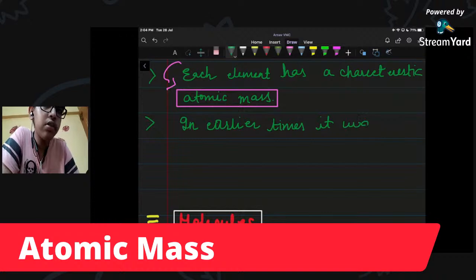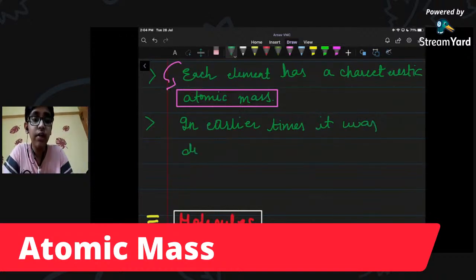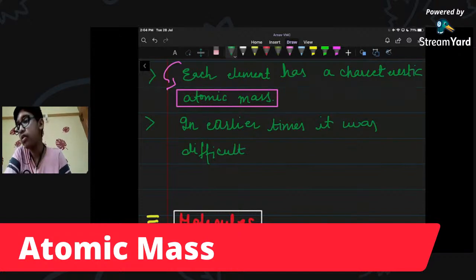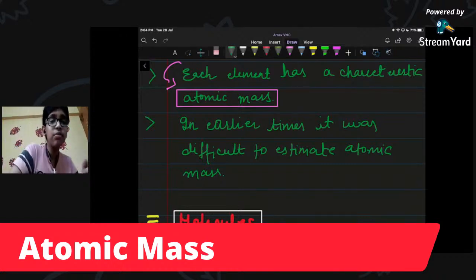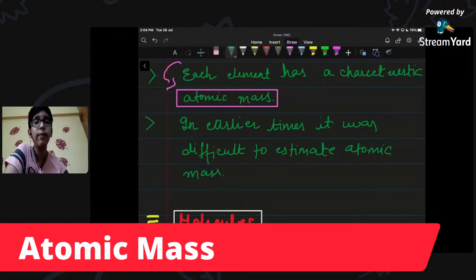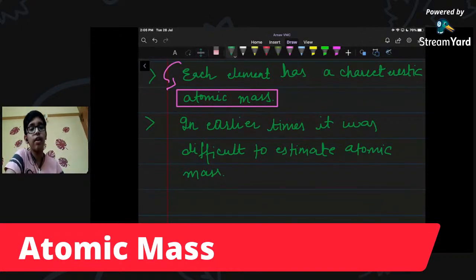It was difficult to estimate atomic mass. So in the comment section, you are asking why it was difficult. See, in the earlier times, there were not many instruments, or laboratory instruments, as there are today. That's why it was difficult, or else it would have been very easy for any scientist to discover these things in earlier times.